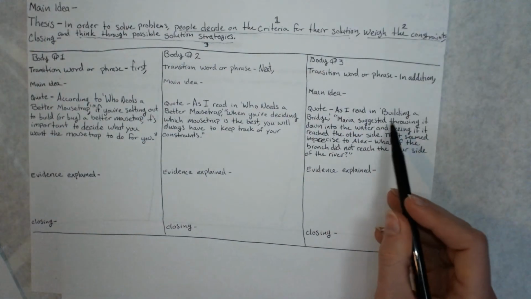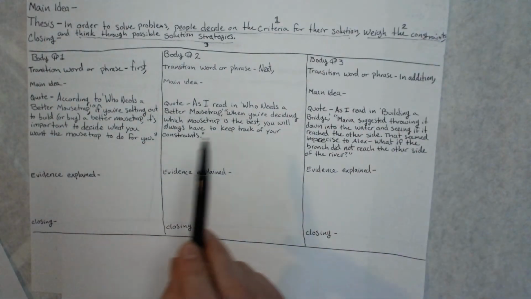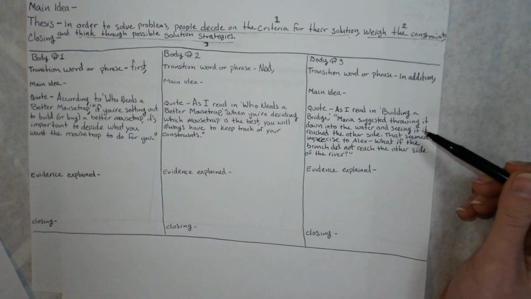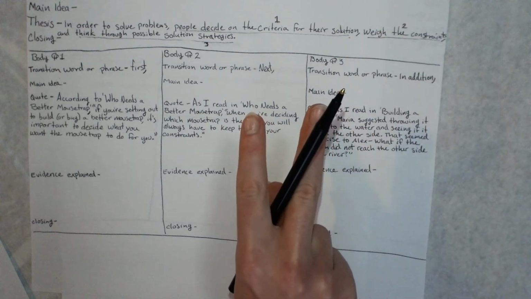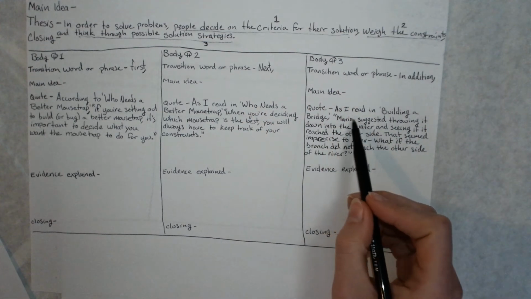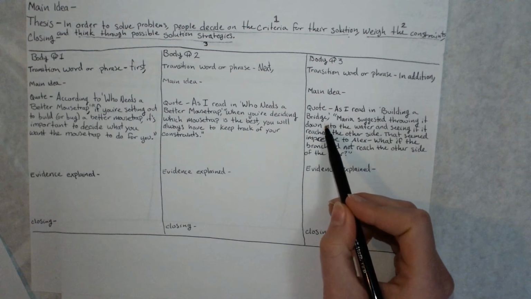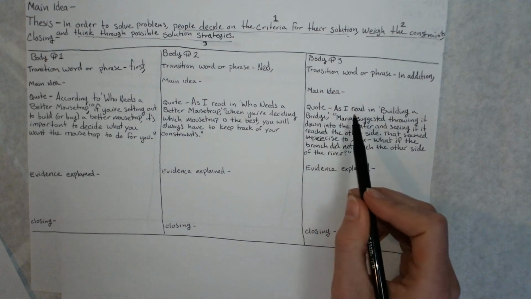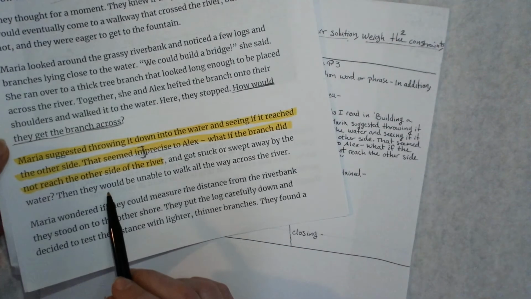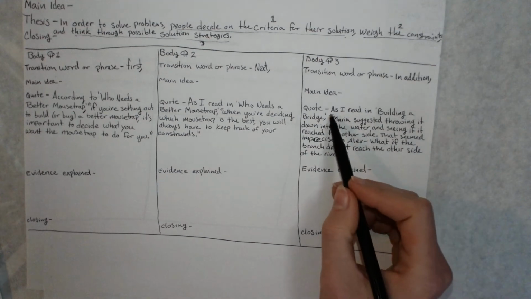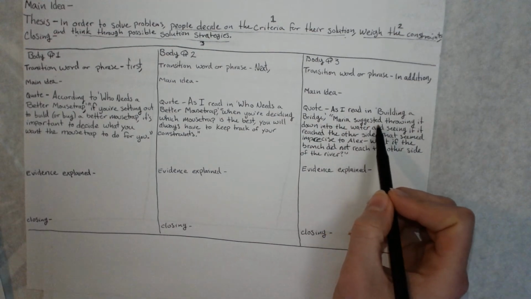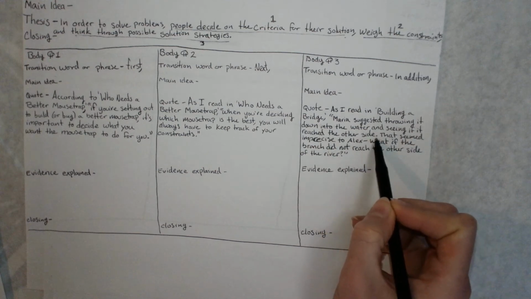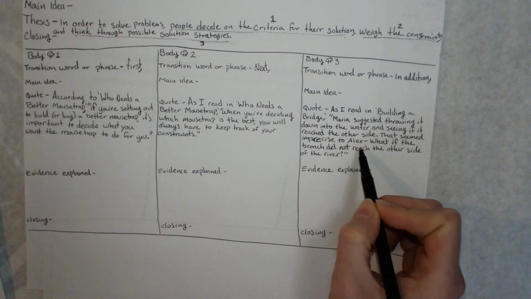This is from the text, Building a Bridge. Notice that the other 2 quotes came from Who Needs a Better Mousetrap? Now we're making sure to include a quote from Building a Bridge so that we quote from both of our paired texts. I said, as I read in Building a Bridge, comma, notice I made sure to capitalize the first letters of the larger words of the title of my article, and then I added the quote word for word. As I read in Building a Bridge, Maria suggested throwing it down into the water and seeing if it reached the other side, period. That seemed imprecise to Alex.